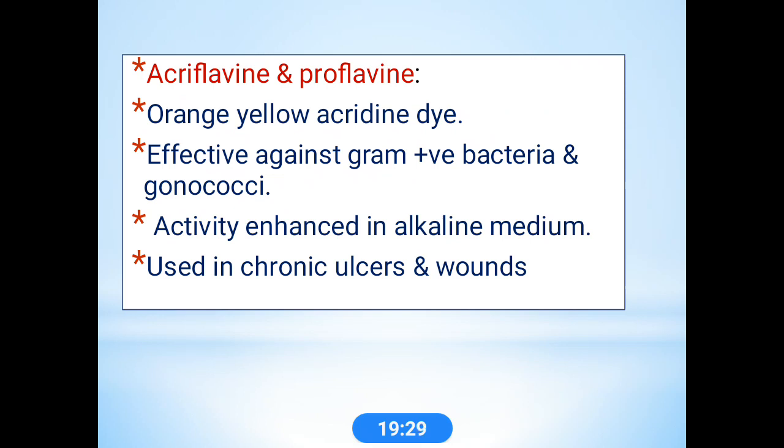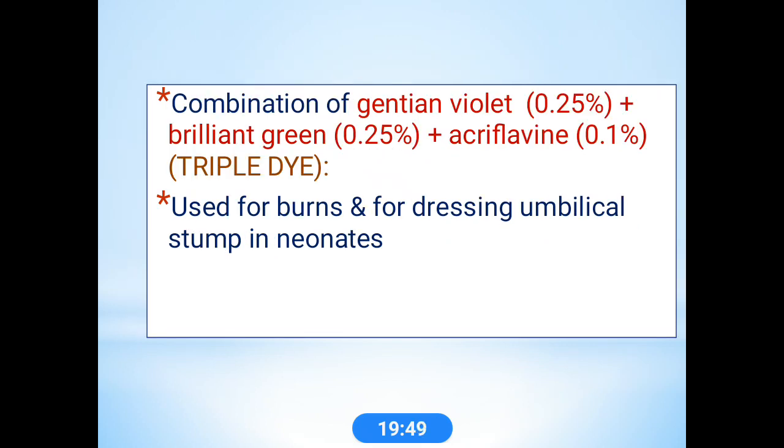Acriflavine and proflavine are orange-yellow acridine dyes. These dyes are effective against gram-positive bacteria and gonococci, but their activity is enhanced in an alkaline medium. This is helpful in chronic ulcers and wounds.